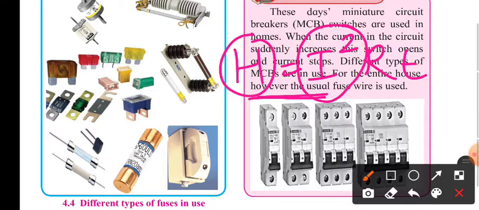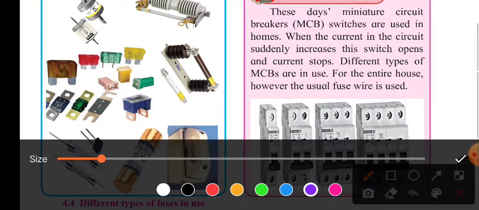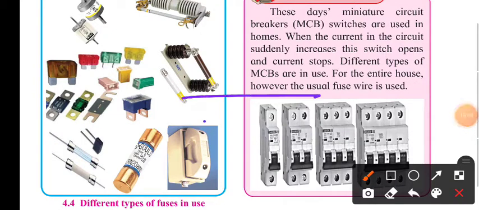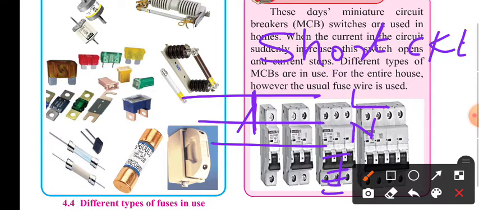And once it melts, it will come in contact with the other wire, because we have 3 wires in an electrical circuit: line, neutral and earth. So chances are that the wires will come in contact, and then there will be a short circuit. In a short circuit, what will happen? It may lead towards a fire, which means a disaster.